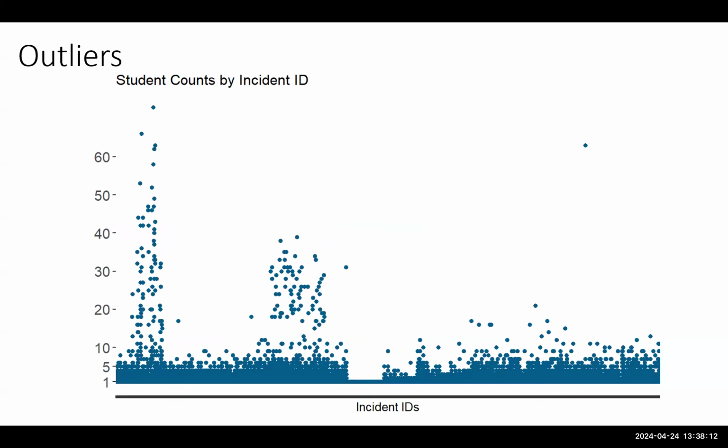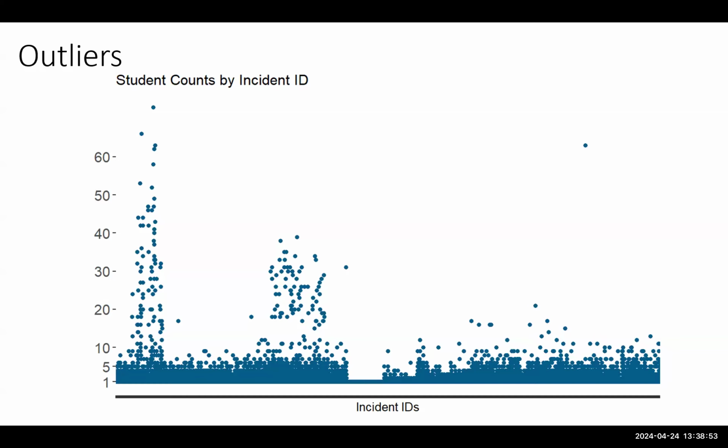So considering some outliers, the y-axis are counts of students and the x-axis are incident IDs. So incident ID, the higher numbers on that y-axis are showing us that in some cases, more than 60 students were involved in a single incident, more than 50 students, more than 40 students even. So I don't know what kind of incident that is. Maybe it's a large group of students who have stayed out of school that day. Maybe they're truant. Maybe it was a large fight. Maybe it was some other group incident where all those things fit into one incident.